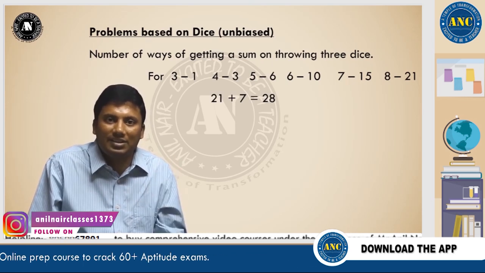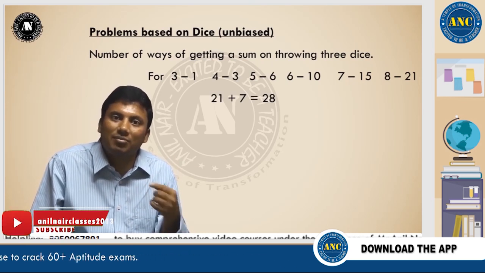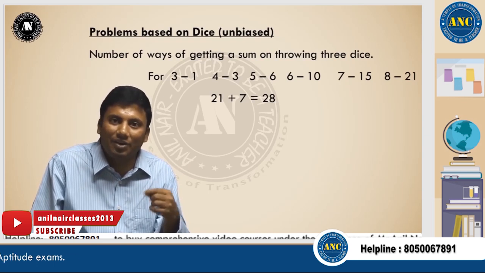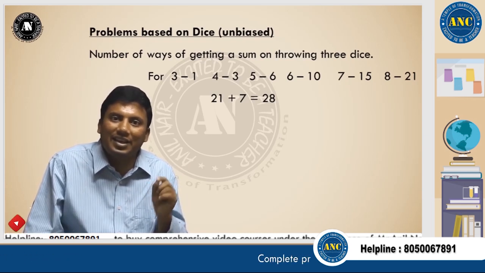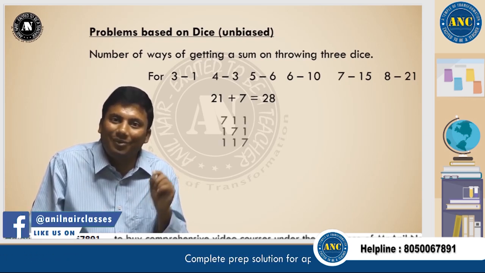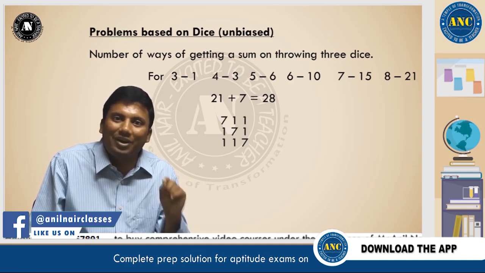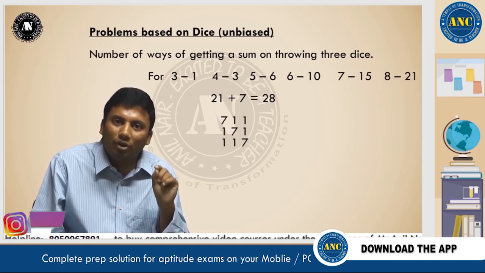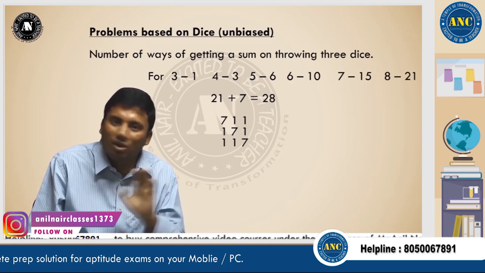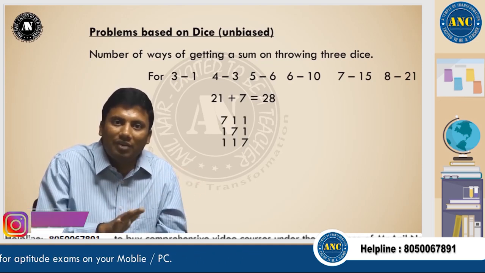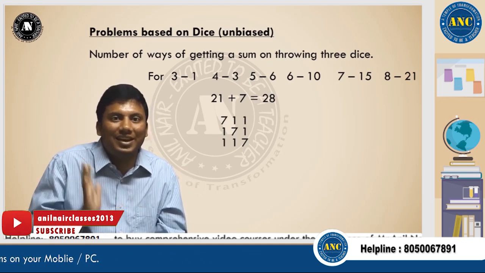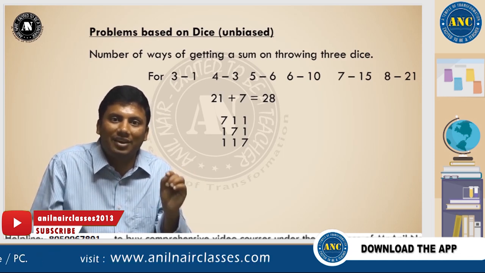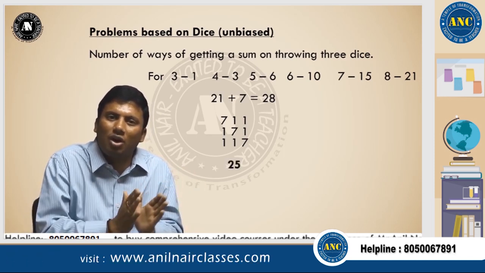In the 28 cases, what is the sum that you are getting? 9. For 9 you are getting 28. For 9 there is a case 7, 1, 1, 1, 7, 1, 1, 1, 7. But if you roll a die, will you get a sum 7? No. That means out of 28 cases, these 3 cases are eliminated. So how much will you get? 25.